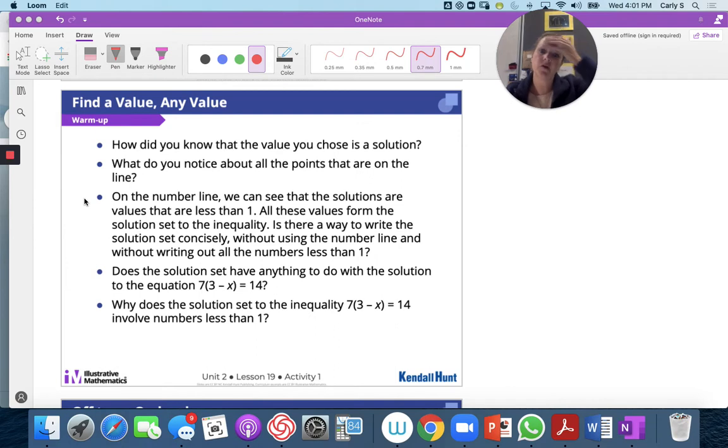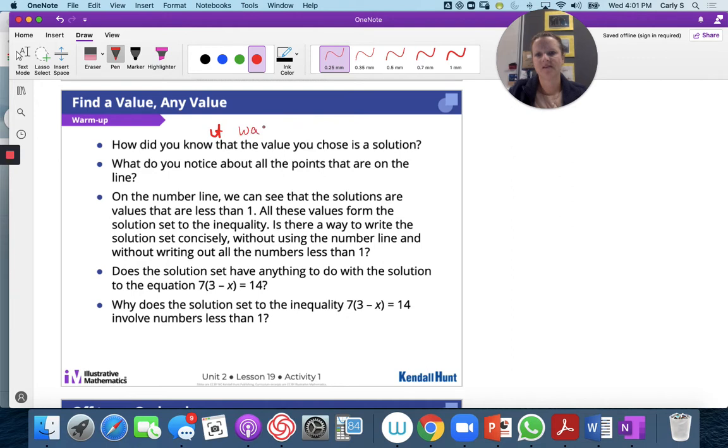How did you know the value you chose was a solution? I knew it was a solution because it was in the shaded area of the number line. Also, because the value I chose made a true statement.